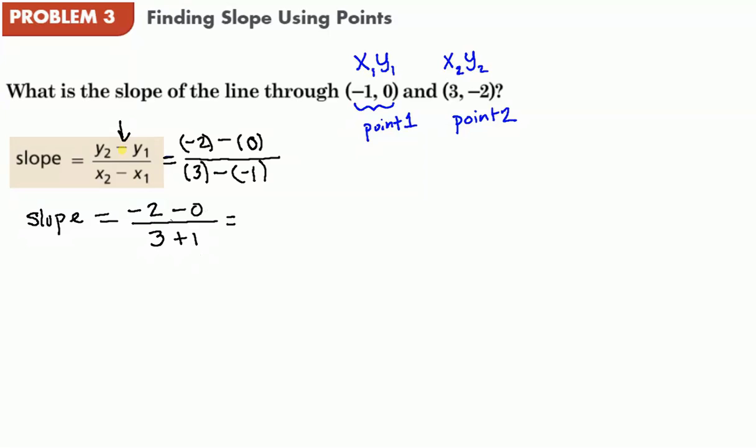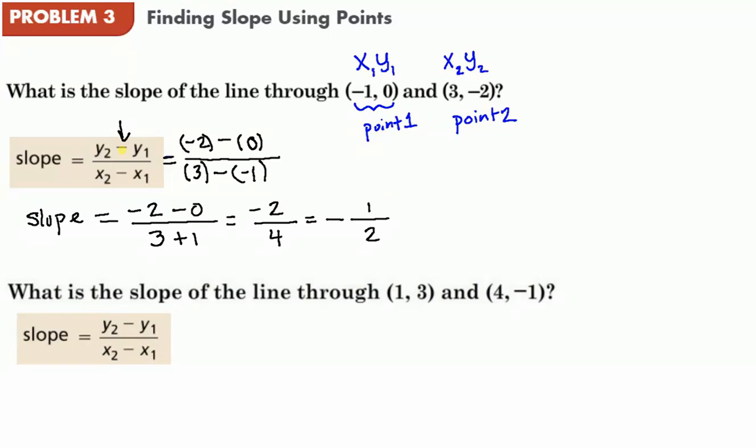Simplifying it further, you're going to end up with -2 minus 0 is a -2. A 3 plus 1 is going to give us 4. And we can even simplify this further. There's a negative on the top and a positive on the bottom, so we'll put the negative in the middle. 2 over 4 can be reduced to 1/2. And there's our slope. So our slope is going to be -1/2.